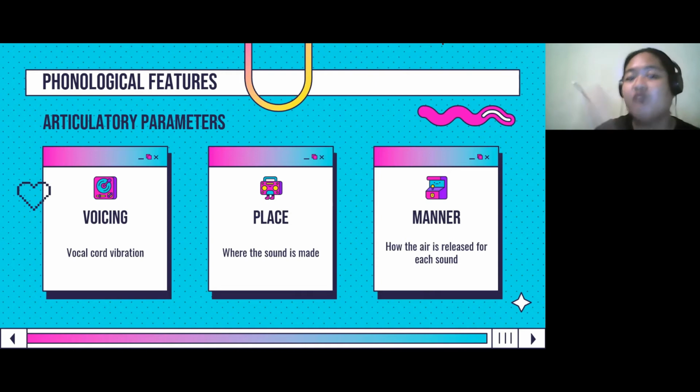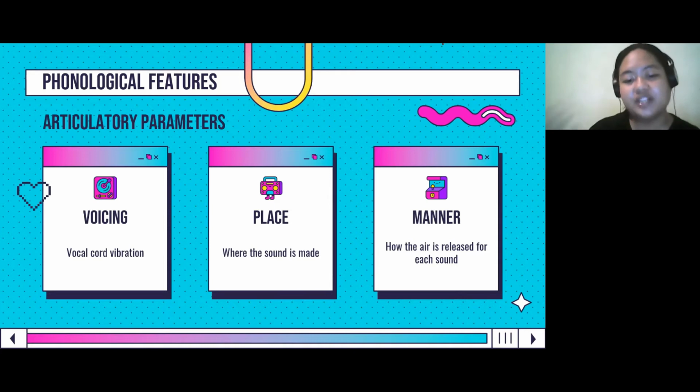The first one is voicing, the second one is place, and the last one is manner. So what is voicing? Voicing refers to the vocal cord vibration. If you put your hand on your neck like this and say a, there should be a vibration. You can feel the vibration here. So it's voiced. If you cannot feel the vibration, it's called voiceless.